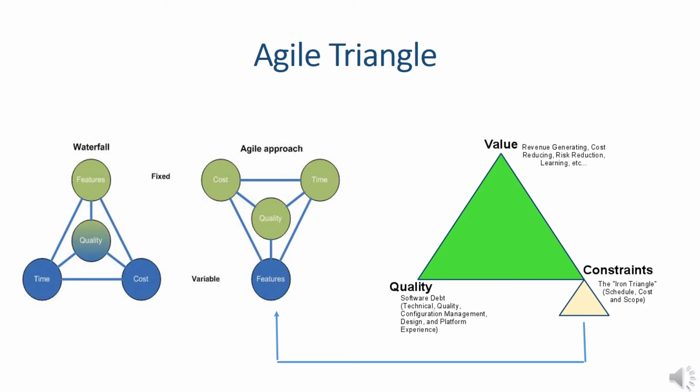Okay, now let's have a look at the Agile Iron Triangle. Now that is not exactly the Agile Triangle. That's a subset of the full-blown Agile Triangle, which I'm going to come to soon. So the Agile Iron Triangle is a flipped version of the Waterfall Triangle. And here what we see is that the scope or the feature set is variable, and the time and the cost are fixed components.